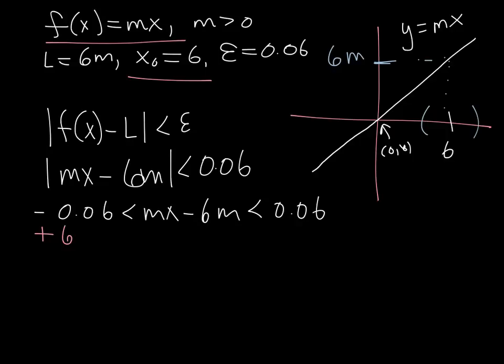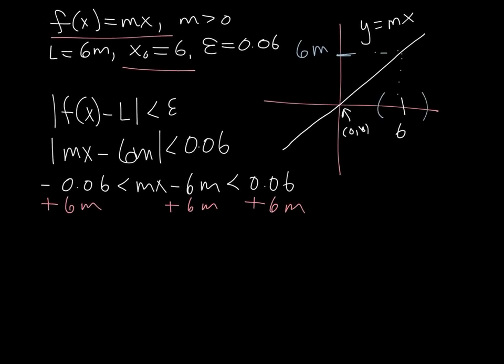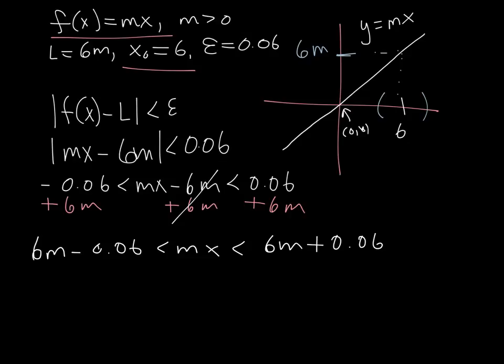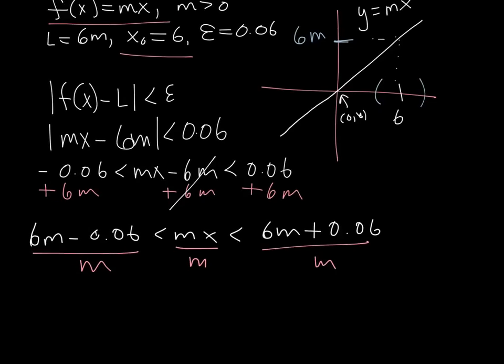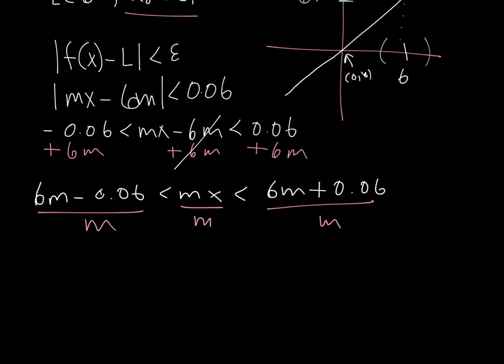I would add 6m to all three pieces. You could have factored out an m, and in fact, if you did that, you'll see the final answer would be a little better. So what do I have here? I have 6m minus 0.06. That canceled, right? So I have mx and 6m plus 0.06. Now, if you're like me, what you would like to do is divide every piece by m, and you're done and you can go on with your bad self.